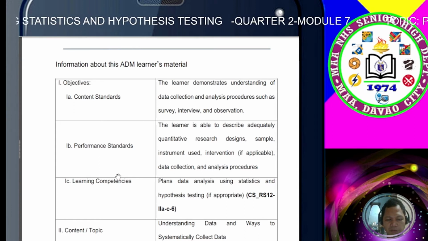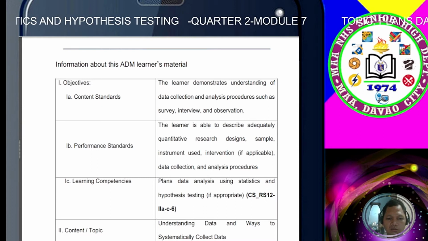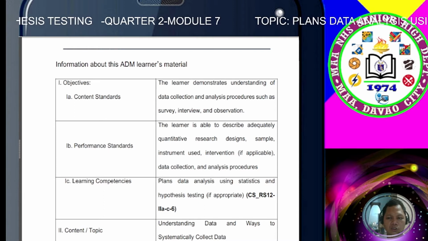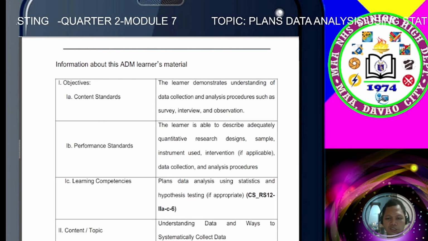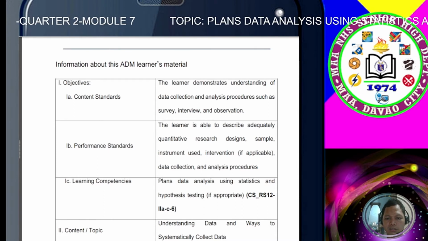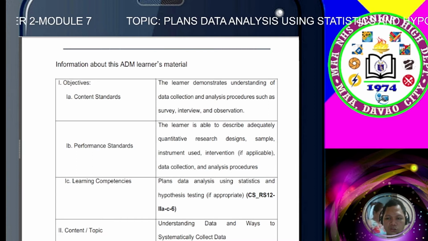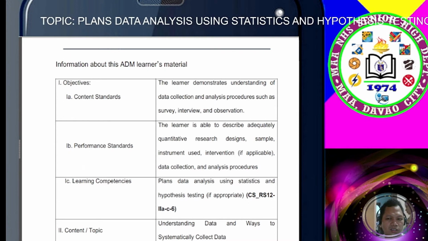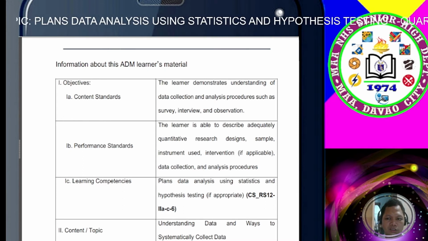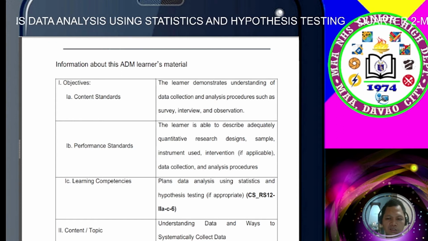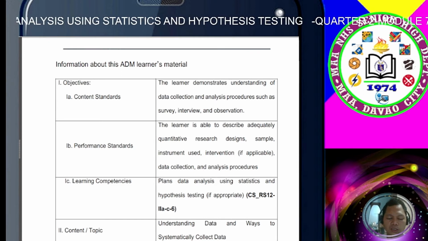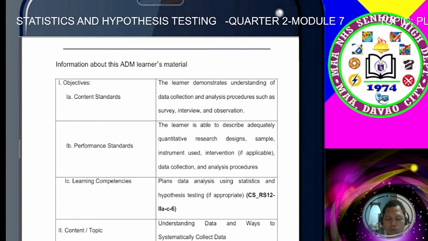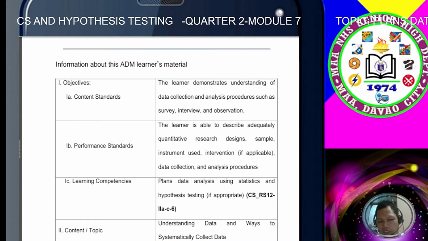hypothesis testing if applicable. You will now use your knowledge in your Grade 11 statistics and probability. You will also use software like JASP and SPSS, and you can also use Microsoft Excel for the tabulation of your data, to make it easier for you to manage your data.